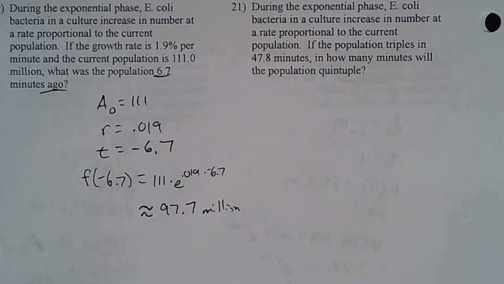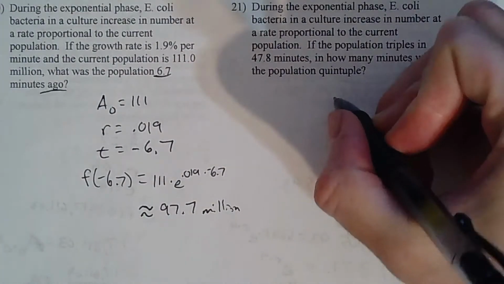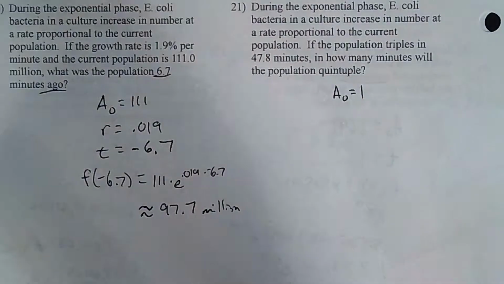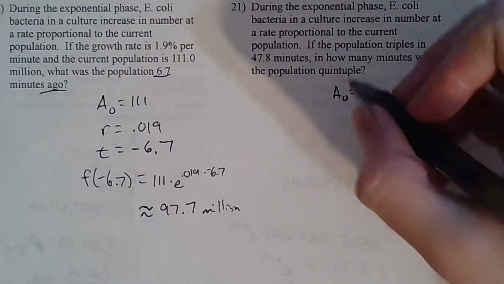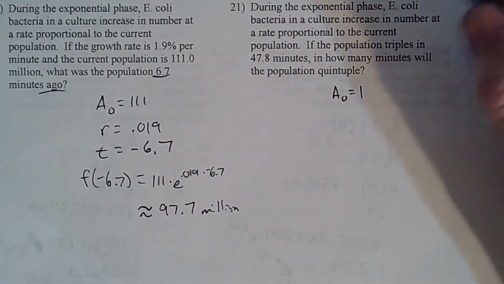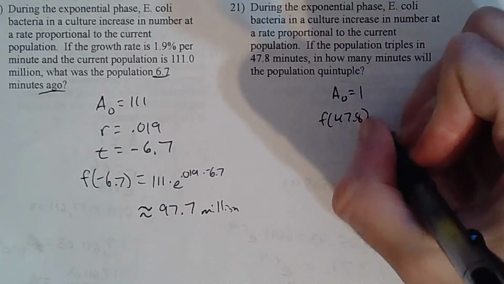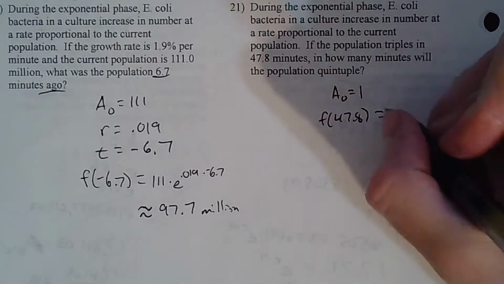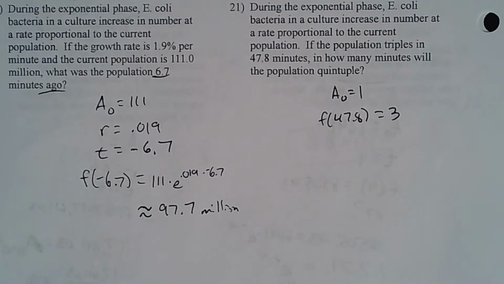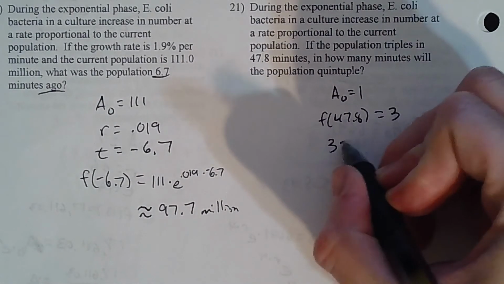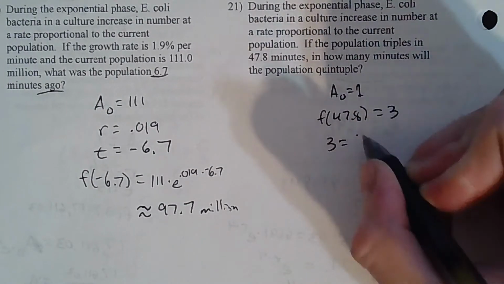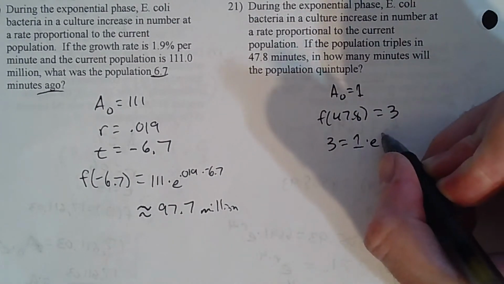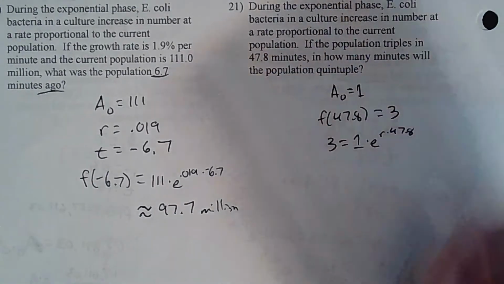The easiest way to do a question like this is to make up an initial amount. And in my opinion, the easiest initial amount that you could possibly think of is 1. If they don't give you 1, make up the initial amount. It also tells you that 47.8 minutes later, that is to say f of 47.8, is triple. So if it triples, that is 3 times 1. And setting up the equation then, we got 3 equals 1 times e to the r times 47.8.